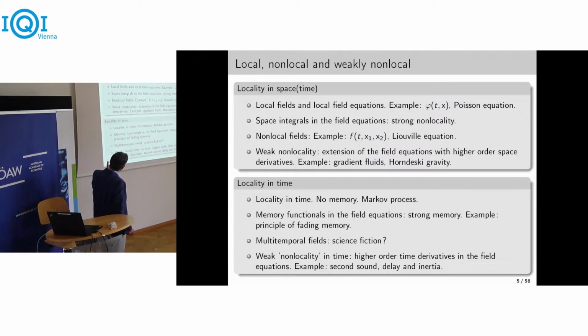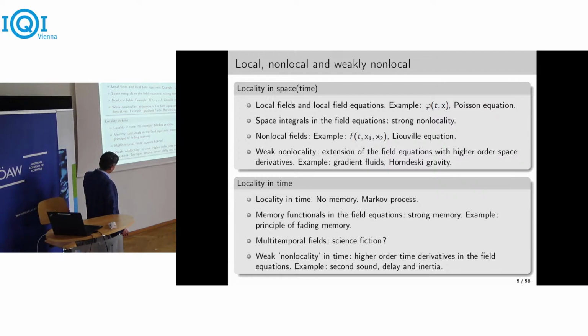And one may distinguish locality in time, which is memory. Local processes in time, for example, Markov processes. And in thermodynamics, the principle of fading memory introduces some history integrals directly into the equations to be solved. So this is a strong non-locality in time. And multi-temporal fields, I think it's somehow science fiction. I don't know a good example in physics, maybe you know.